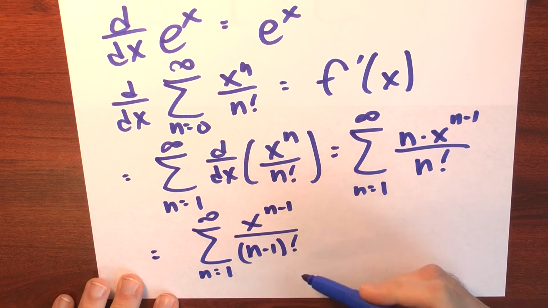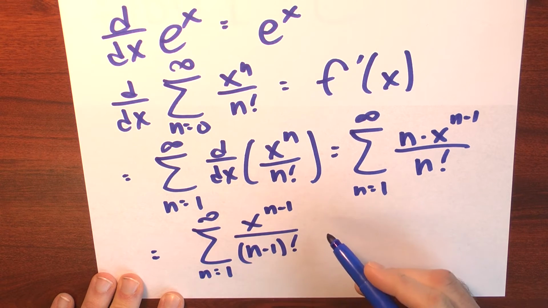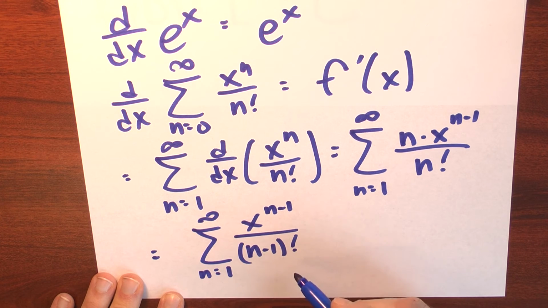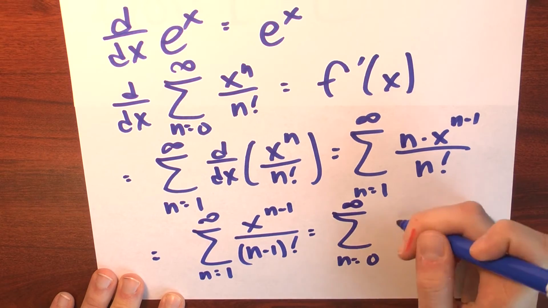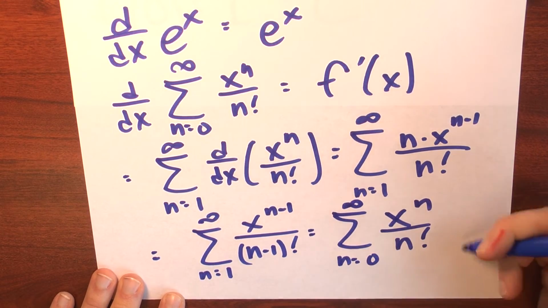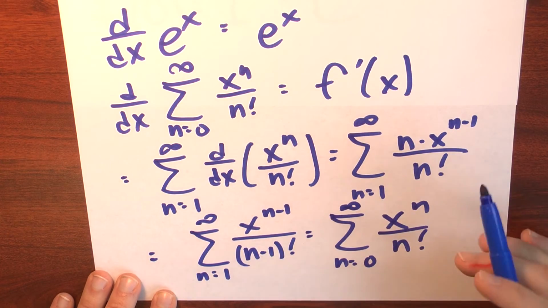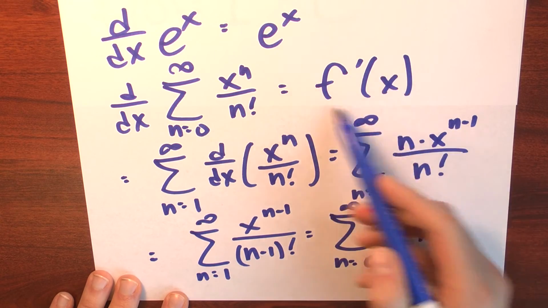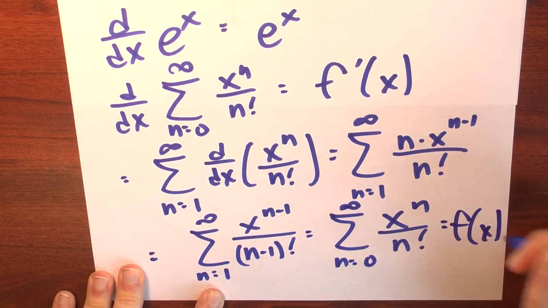But now if you think about what this series is, when I plug in n equals 1, that's x to the 0 over 0 factorial. When I plug in n equals 2, that's x to the 1 over 1 factorial. When I plug in n equals 3, that's just x to the 2 over 2 factorial. When I plug in n equals 4, that's x to the 3rd over 3 factorial. This is actually the same as just the sum n goes from 0 to infinity of x to the n over n factorial. So what I've shown is that f is a function which is also its own derivative, just like e to the x. Because if I differentiate f, if I differentiate this power series, well, what I get back is just f again.